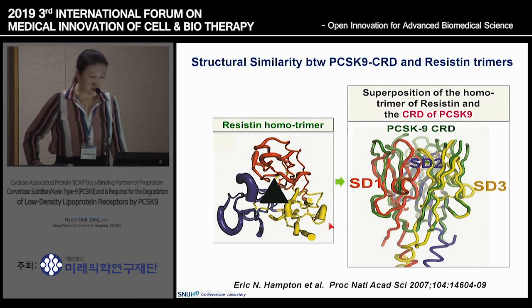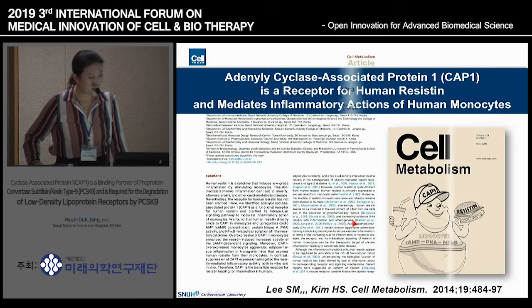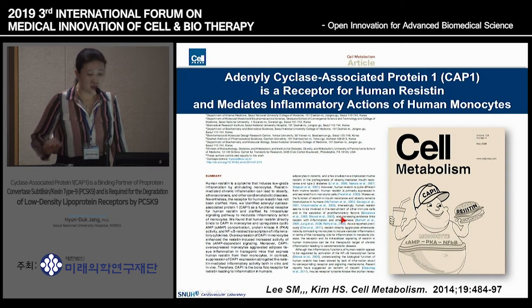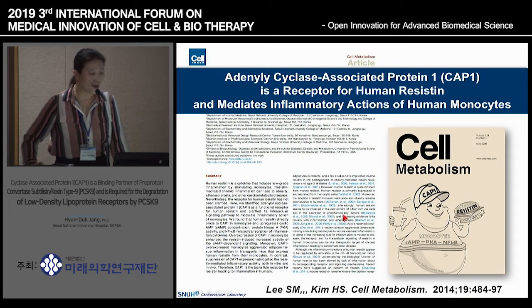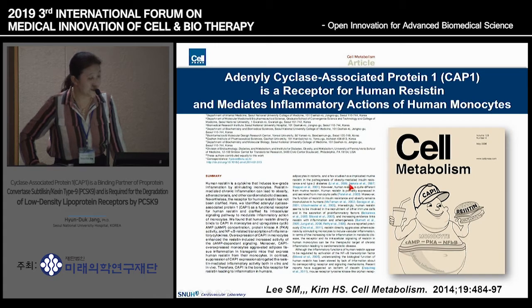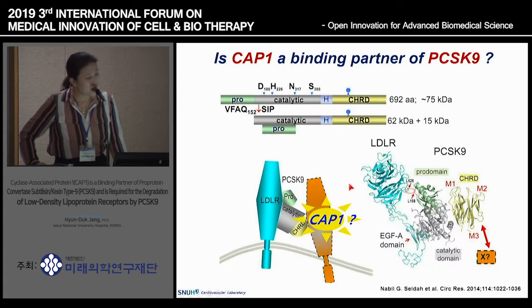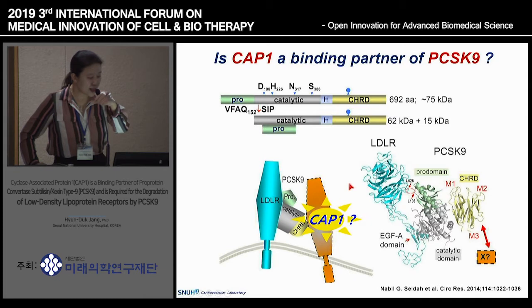In 2007, a PNAS paper showed the resistin homotrimer structure is very similar to the CRD of PC9. And Sammy and Hughes Kim, 2014: CAP1 is a receptor for human resistin and mediates inflammatory actions of human monocytes. I thought, is CAP1 a binding partner of PC9? And is CAP1 the molecule X?